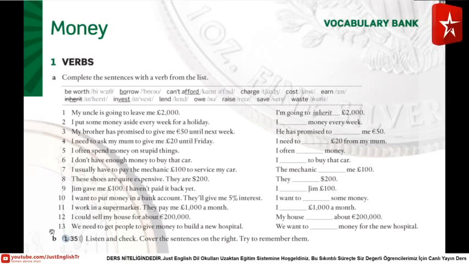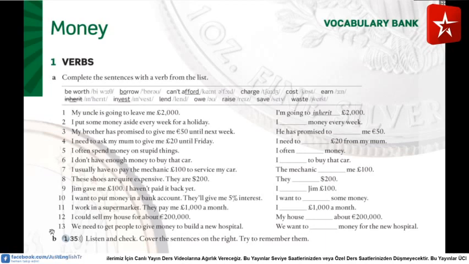Okay. The last one, we need to get people to give money to build a new hospital. So we want to what? Blah blah blah, money for the new hospital. Mr. Altu asked me a question, teacher. Owe and borrow vocabularies, like these two words are synonyms, right?